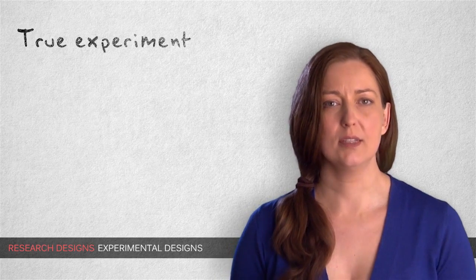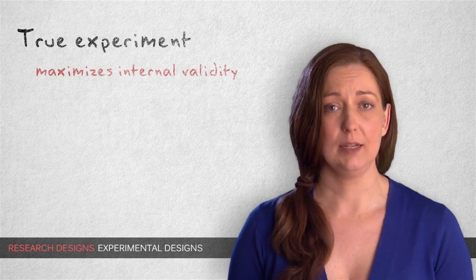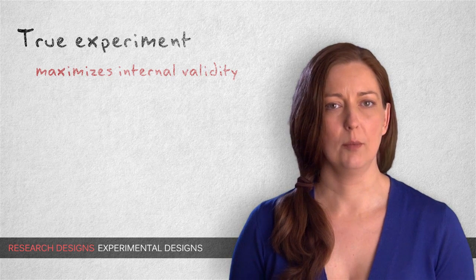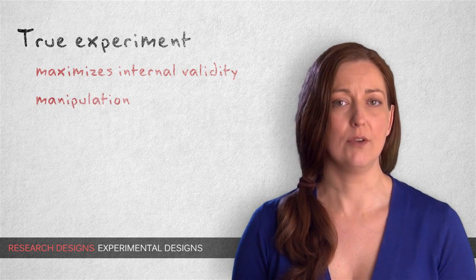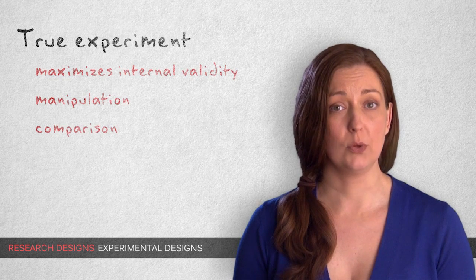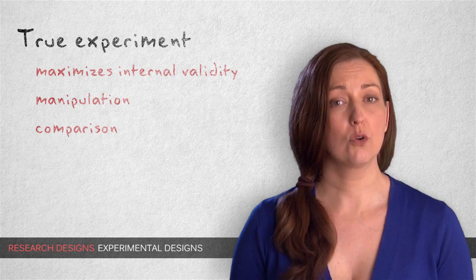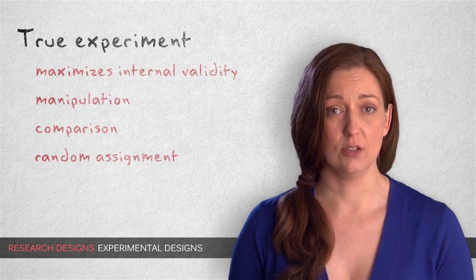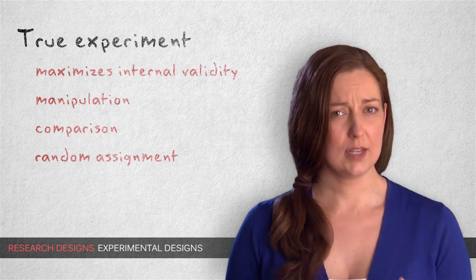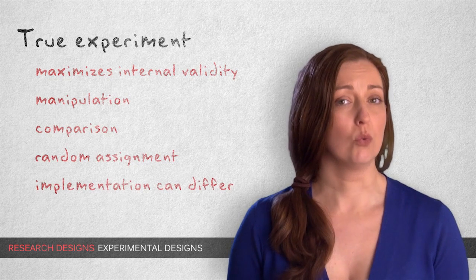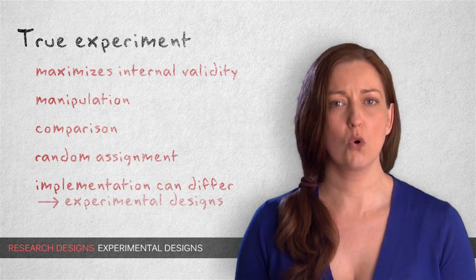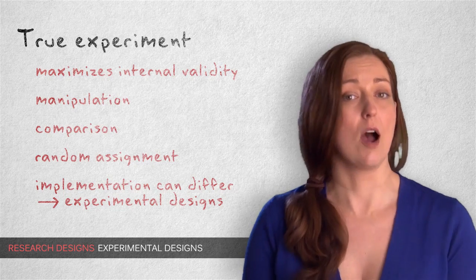A true experiment is the best way to maximize internal validity. The key elements of a true experiment are manipulation of the independent variable, comparison between conditions exposed to different levels of the independent variable, and of course random assignment to these conditions. Of course, these elements can be implemented in very different ways. I'll discuss 4 experimental designs that are very common.